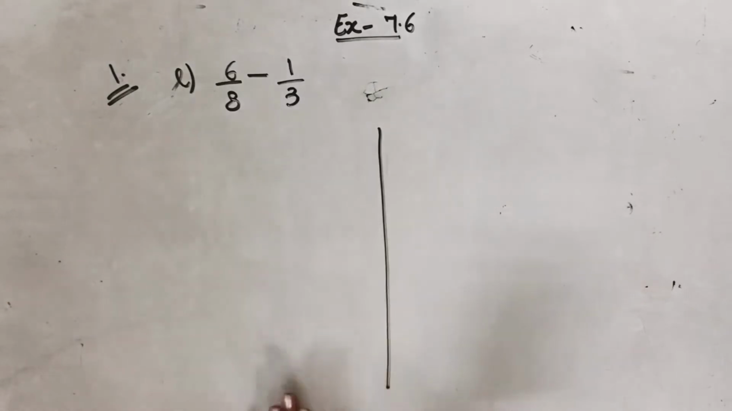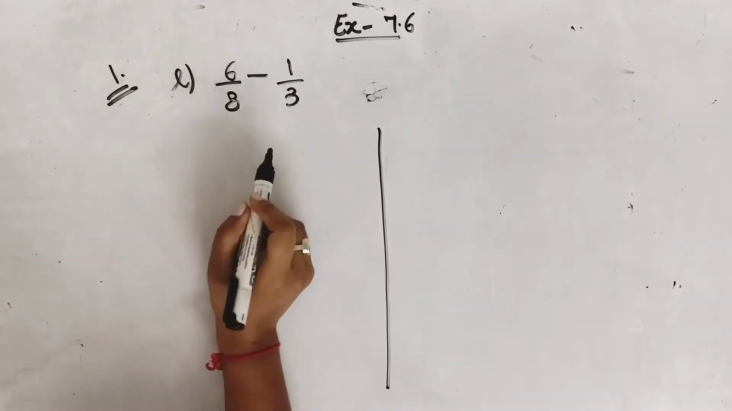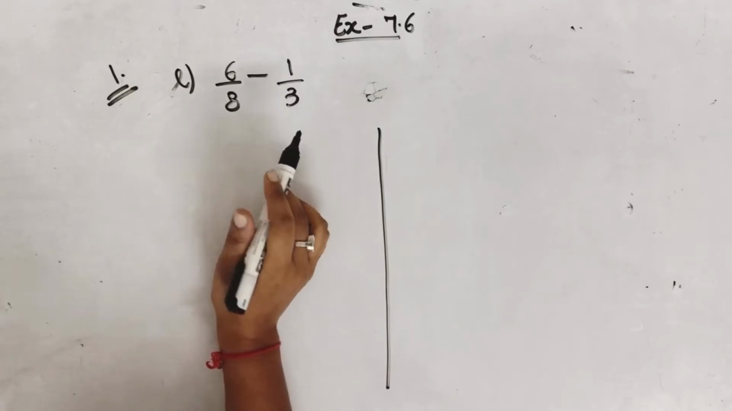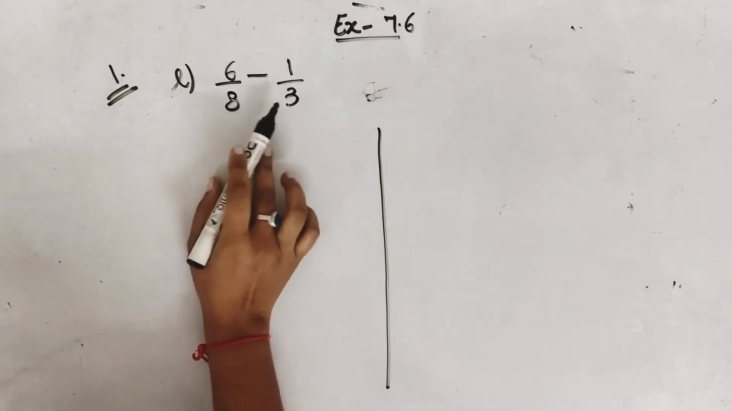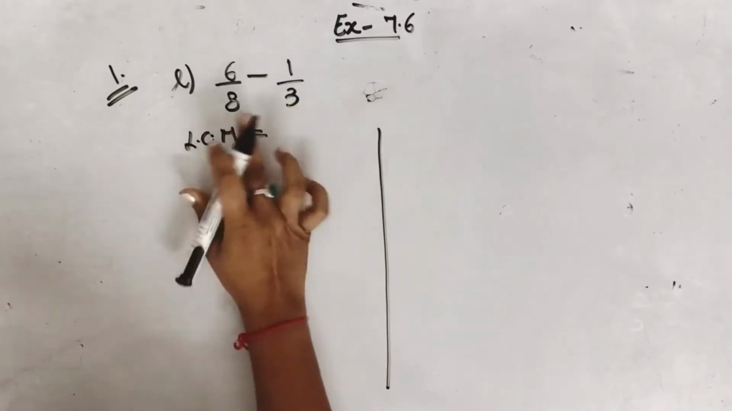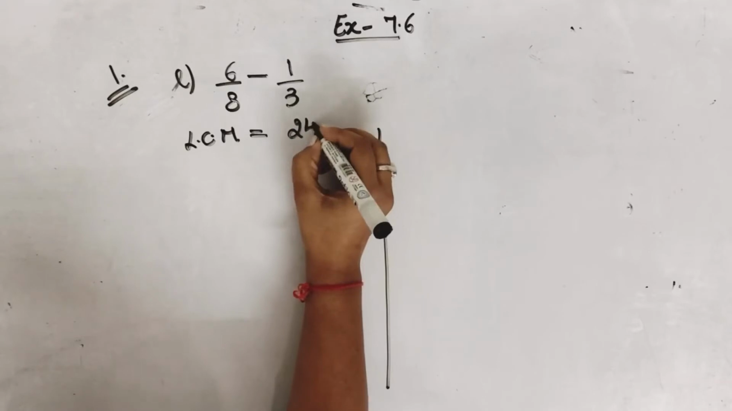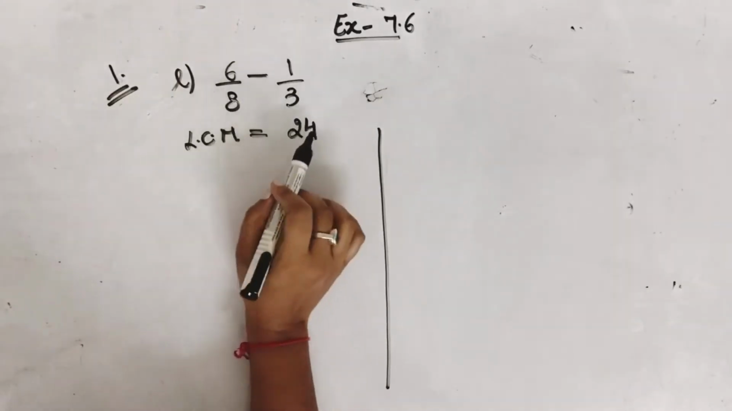I'll be solving this question by two methods. Both the methods are correct. You can follow any of these two methods. First one is, these two are unlike fractions. So first you have to convert them into like fractions. First you will find the LCM of 8 and 3. LCM of 8 and 3 will be 24. It means you have to convert the denominators to 24.